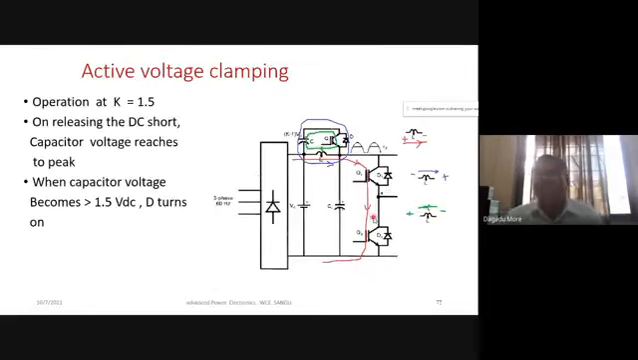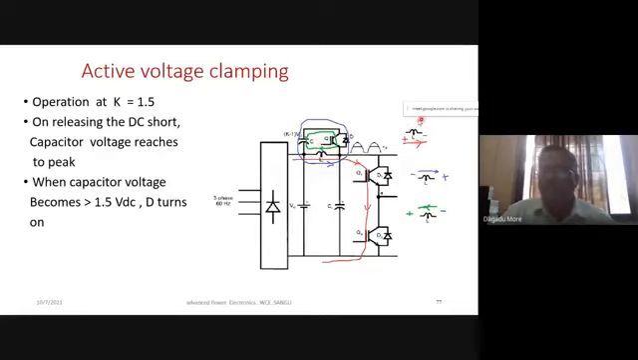So here we have seen that when the diode is forward biased, the current will flow like this. Is it right? This will be the current, shown with a blue color. So whenever the link voltage, the voltage across the capacitor, exceeds 1.5 VD, the diode will be forward biased, and this inductor current will flow through this. And the inductor current has an opposition.